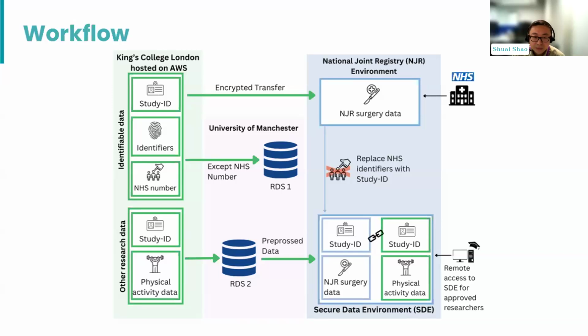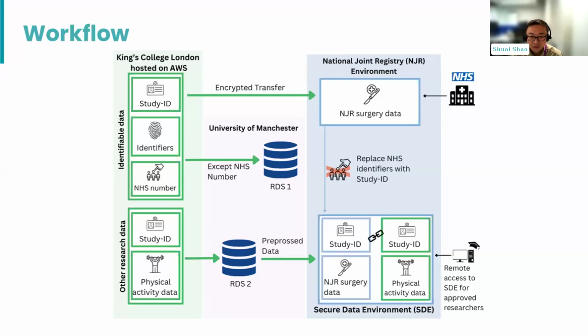Once the data is collected, the identifiable data is first sent to NJR, where it is used to locate and match participants' surgery records. At the same time, we send a copy excluding the NHS number to the University of Manchester. This copy is to maintain a list for prize draws or to notify participants in case where their records cannot be matched in the NJR database, as this would mean they cannot participate in our study.